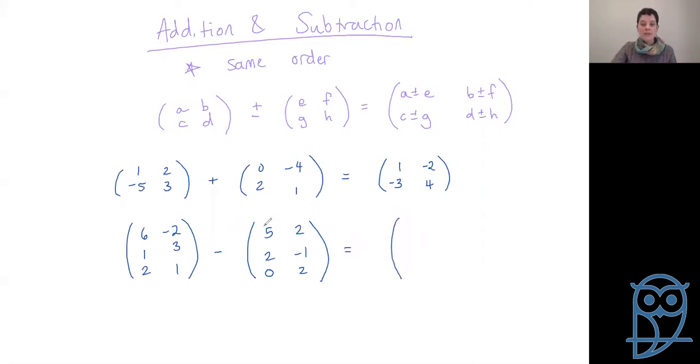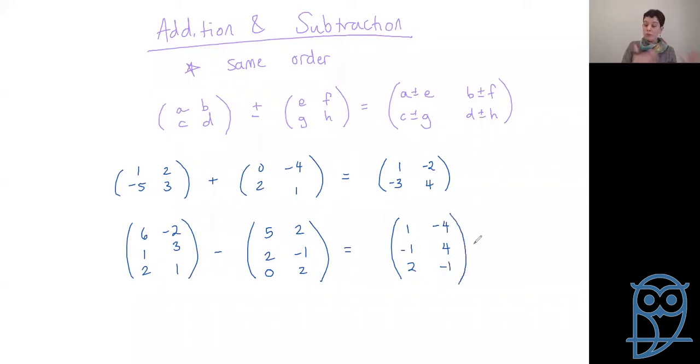So 6 minus 5 gives us 1. 1 minus 2 gives us minus 1. 2 minus 0 gives us 2. Minus 2 minus 2 is minus 4. 3 minus minus 1 is 3 plus 1, so 4. And 1 minus 2 gives us minus 1 again. So there is our answer.